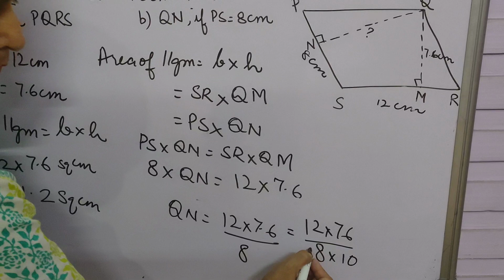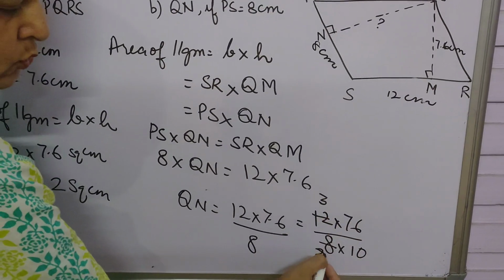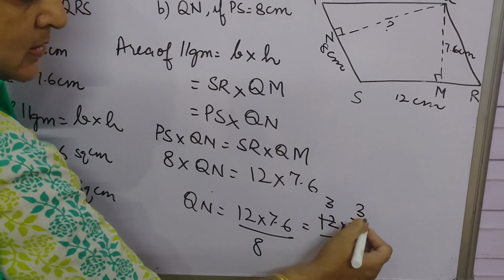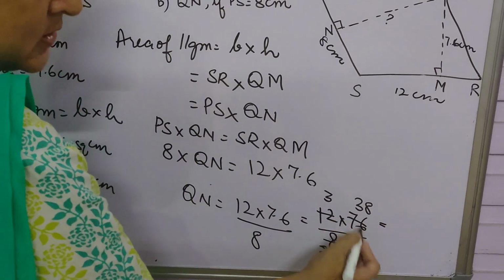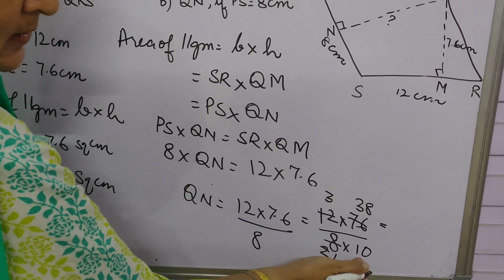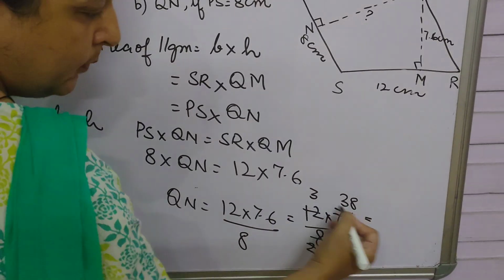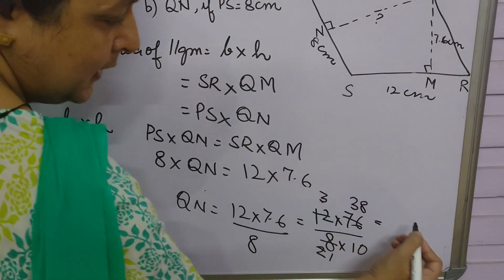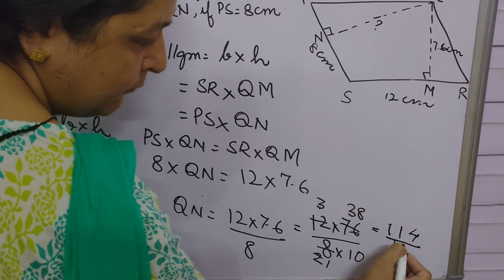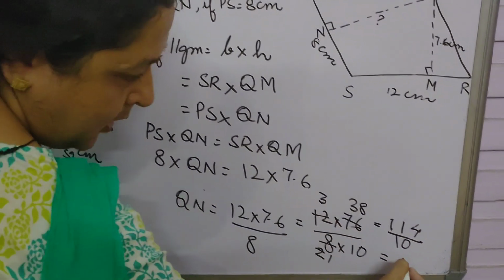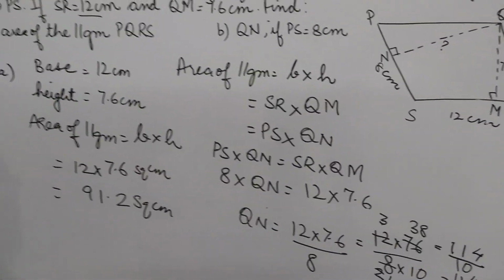So it is 12 into 76 upon 8 into 10. Now let us divide this by 4. 4 2s are 8, 4 3s are 12. Let me divide this by 2. 2 1s are 2, 2 3s are 6 and 2 8s are 16. Now instead of dividing it by 2, since there is only 10 in the denominator, I would prefer putting decimal. So in numerator we are left with 3 multiply 38. So it will be 114 upon 10. Count one digit from the back. So it will be 11.4 centimeter.